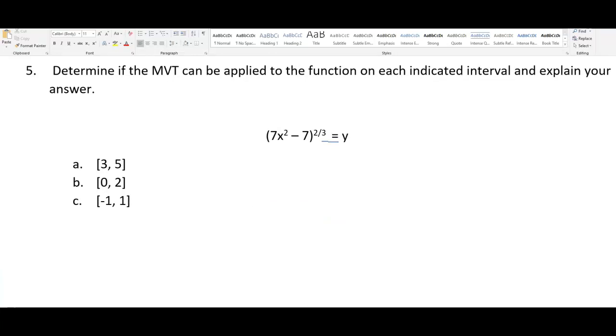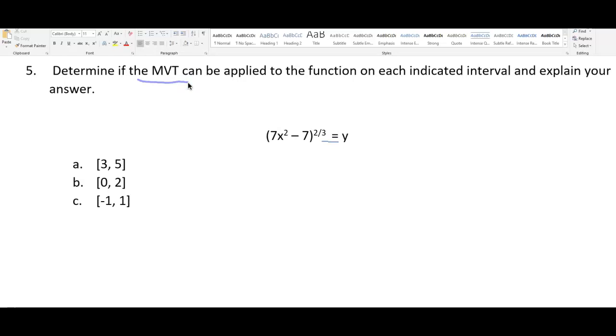We're going to first of all make sure that you guys do in fact know how to see if the mean value theorem can be applied, and then from there we'll go ahead and apply it afterwards. So the mean value theorem, first of all, let's review what that means. What is the mean value theorem?